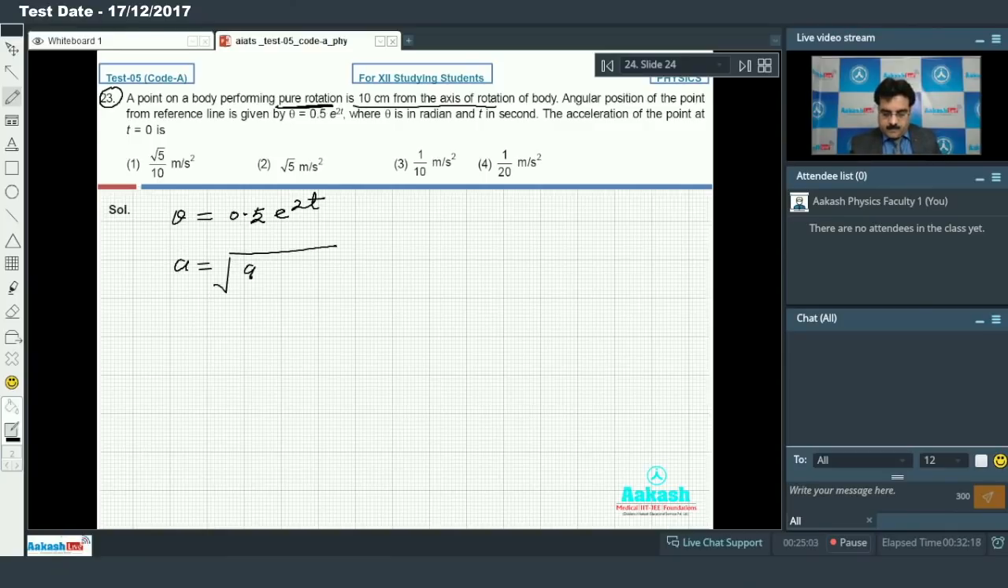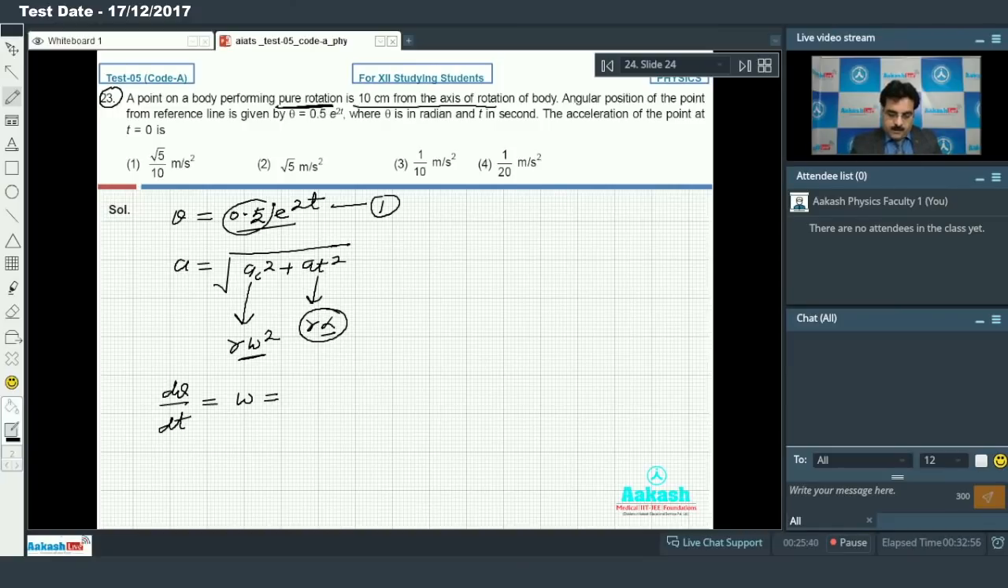In this situation, the acceleration is given by centripetal acceleration and tangential acceleration. So for the radial acceleration, I need to calculate r omega square, and for the tangential, r into alpha. So how will you calculate omega and alpha? If I differentiate equation number 1 with respect to time, we'll get angular velocity omega. I am going to change 0.5 in terms of 1 by 2, so we'll write 1 by 2 e to the power 2t, and when I differentiate 2t, I get 2. The 2 will cancel, so I have e to the power 2t.